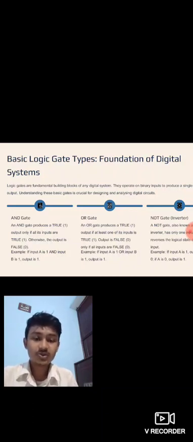Next, OR gate. An OR gate produces a true value, 1, as output if at least one of its inputs is true, 1. The output is false, 0, only if all inputs are false, 0. Example: if input A is 1 or input B is 1, then output is 1. And another example: if input A is equal to 1 and input B is equal to 0, then output is equal to 1.